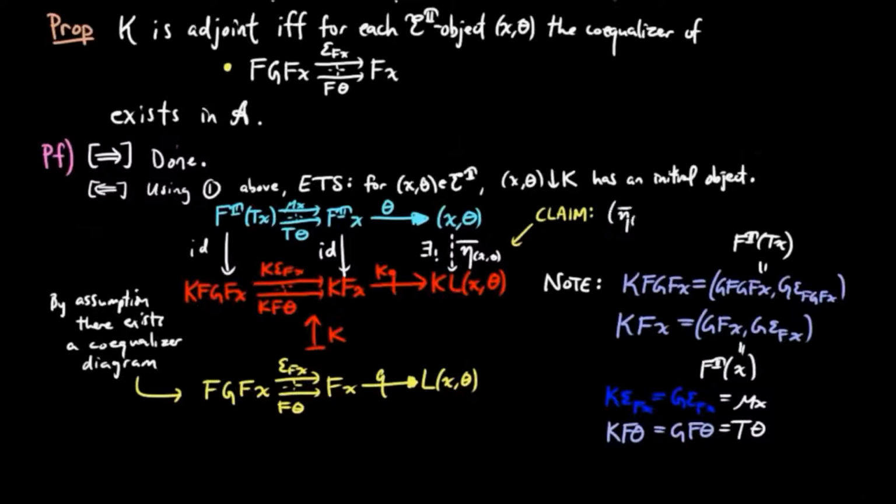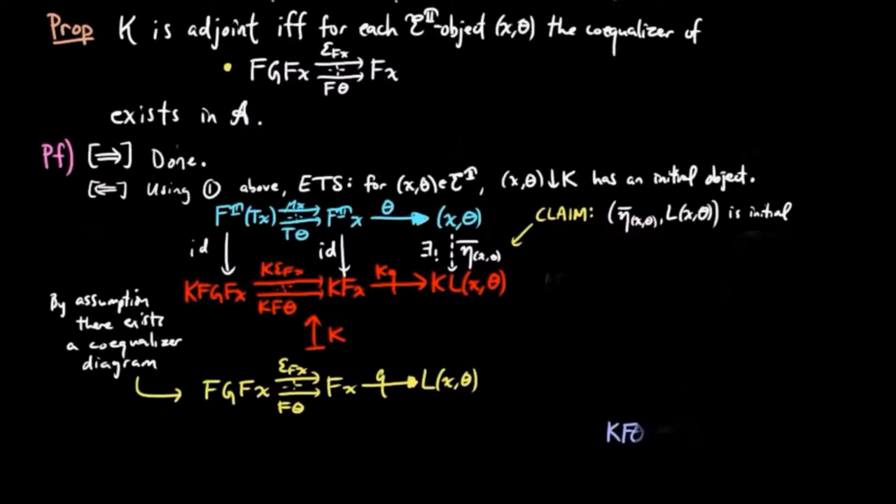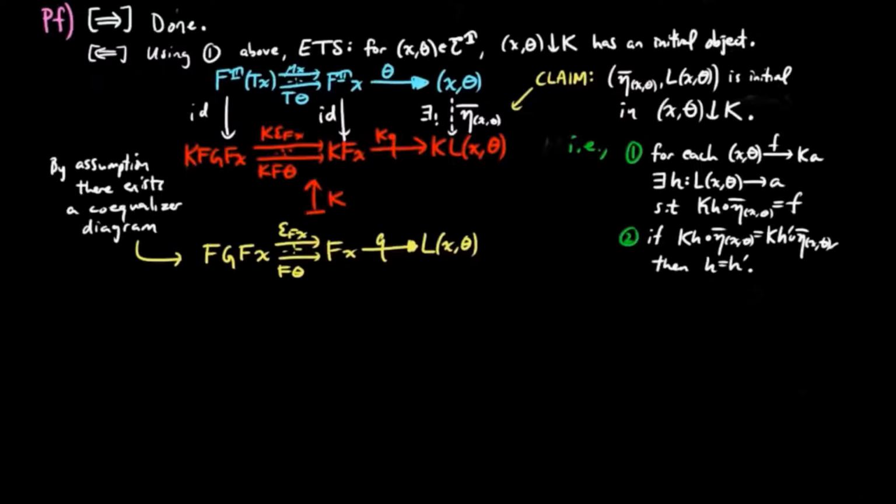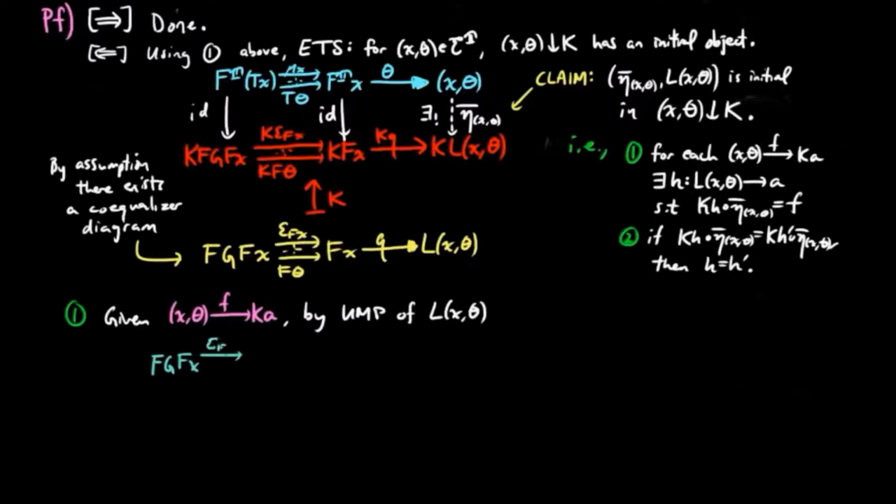We claim eta bar x theta, L x theta is the initial object in x theta over k. In other words, 1, for each x theta over k object f, there exists a morphism H such that KH eta bar x theta is equal to f. And 2, if KH eta bar x theta is equal to KH prime eta bar x theta, then H is equal to H prime. For 1, given f, we use the universal mapping property of Lx theta as the coequalizer to show the existence of a morphism H.